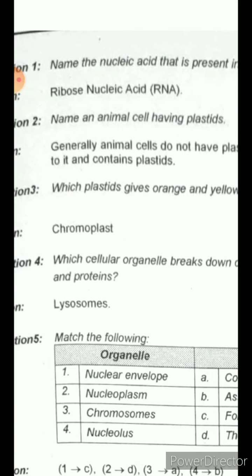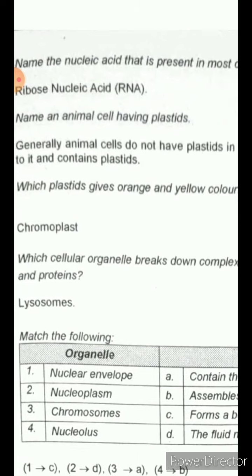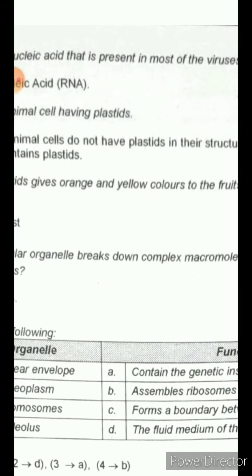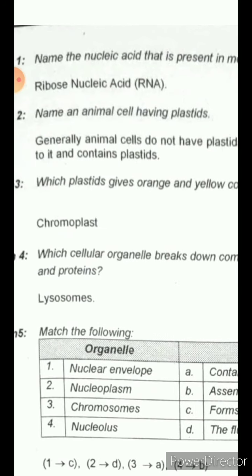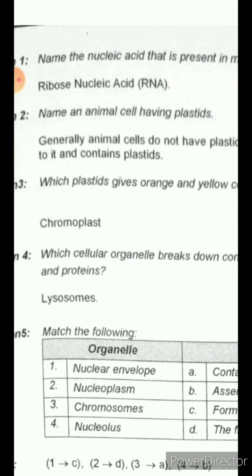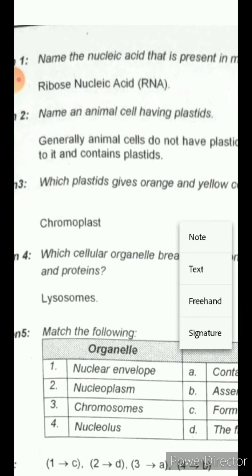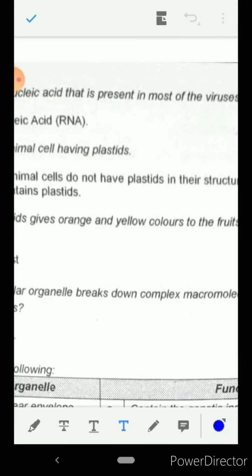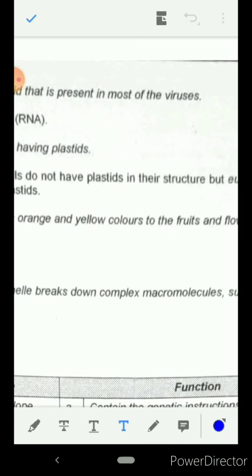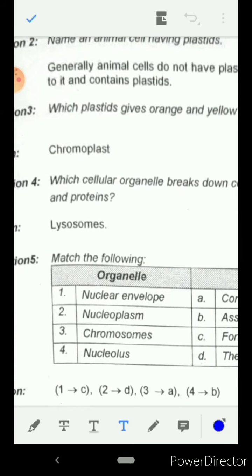Third, which plastid gives orange and yellow colors to the fruits and flowers? Chromoplast. Chromoplast is a plastid which gives orange and yellow colors to the fruits and flowers.